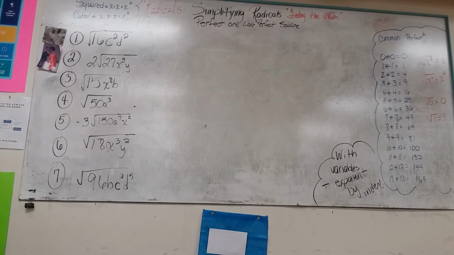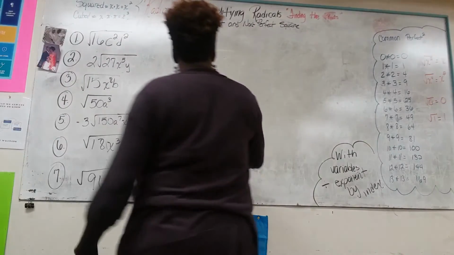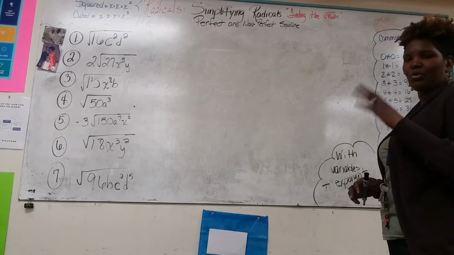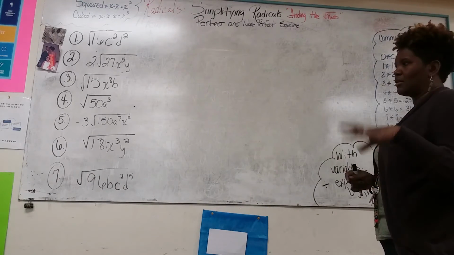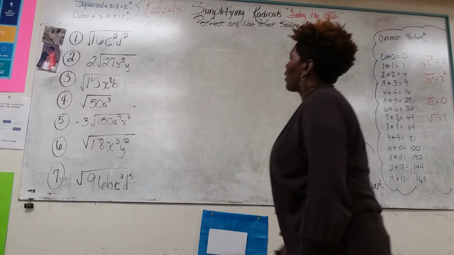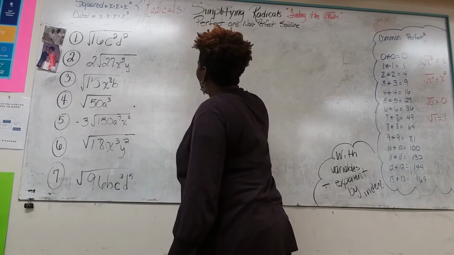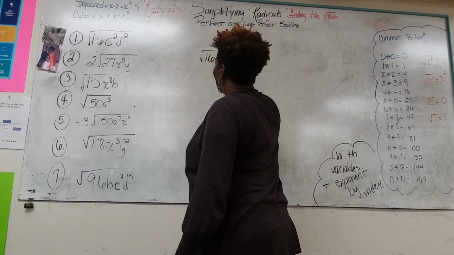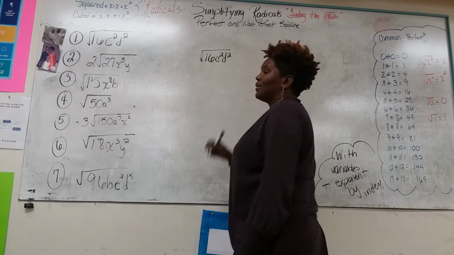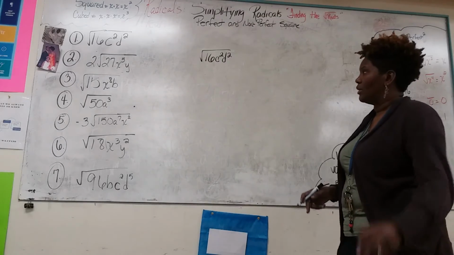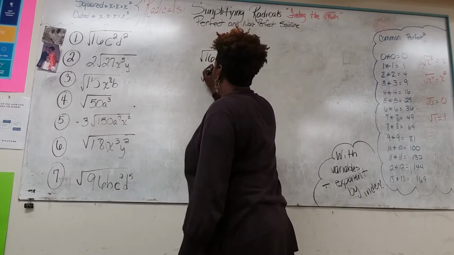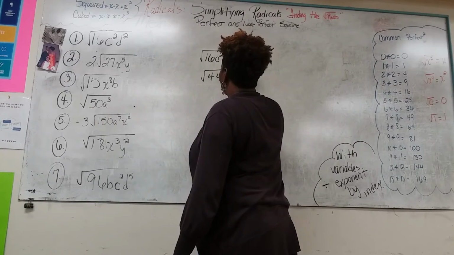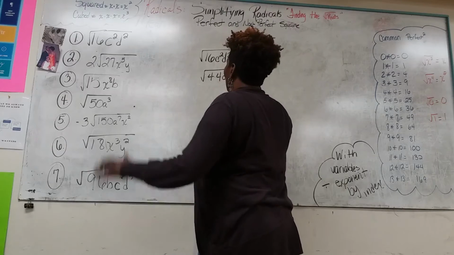Okay, we have these problems to work. I know I keep numbering them 1, 2, 3, 4, 5, 6, 7. Excuse that. I'm gonna work the problems. Okay, so we have the square root of 16 c to the second d to the second. I know that 16 is just like saying 4 times 4. C to the second, D to the second.